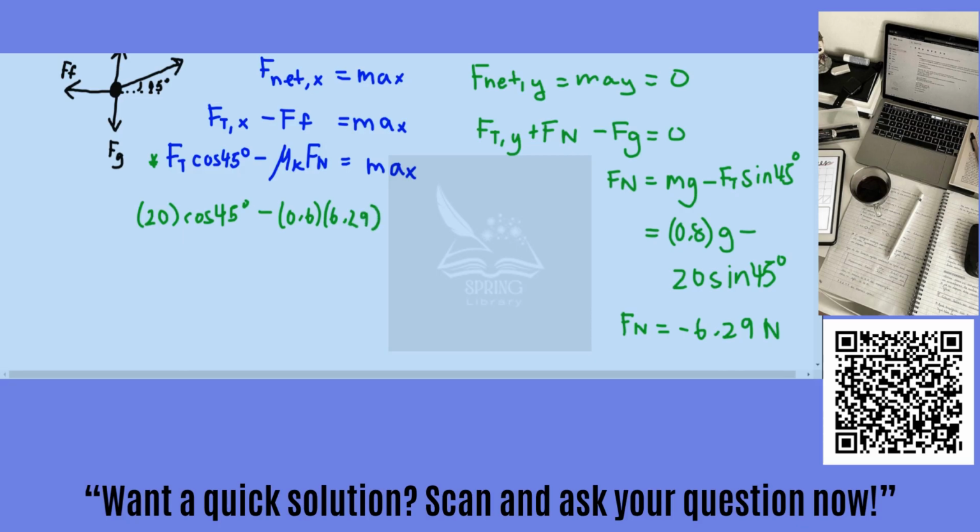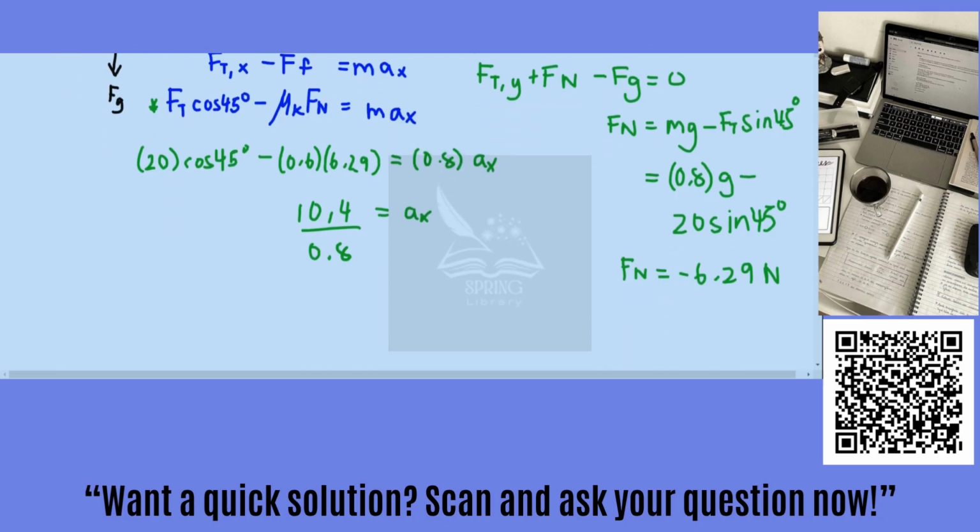And the normal force is 6.29. Again, we're going to substitute mass as 0.8. And so on the left-hand side here, we're going to get 10.4. And so all we need to do to isolate the acceleration in the x direction there is divide by 0.8 on both sides. And so we get acceleration in the x direction, or the overall acceleration, has a magnitude of about 13 meters per second squared. So this is our final answer here.